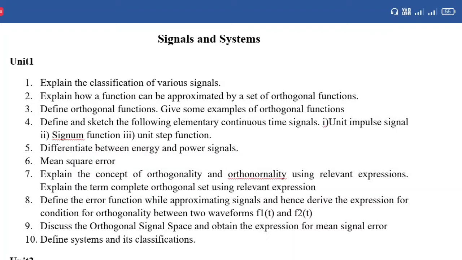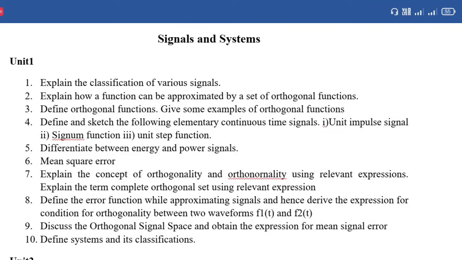Signals and Systems Unit 1. Explain the classification of various signals. Explain how a function can be approximated by a system of orthogonal functions. Define orthogonal functions. Give some examples of orthogonal functions.